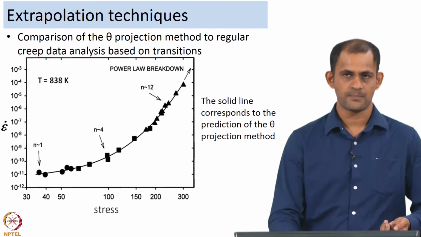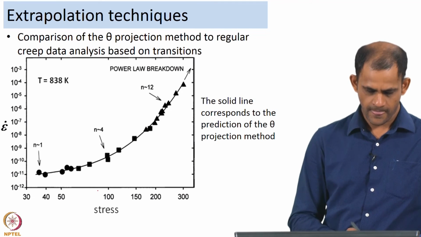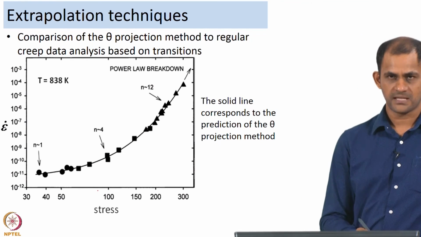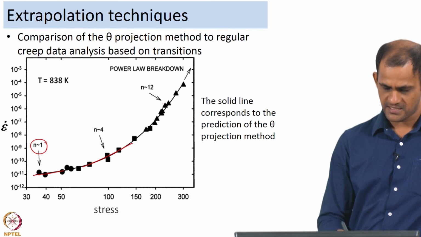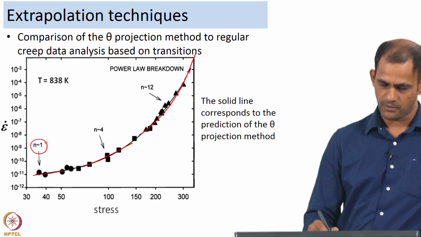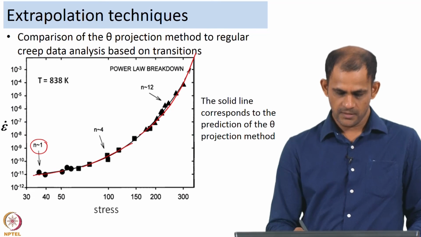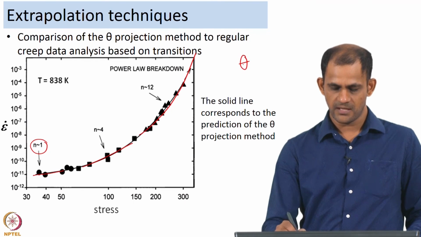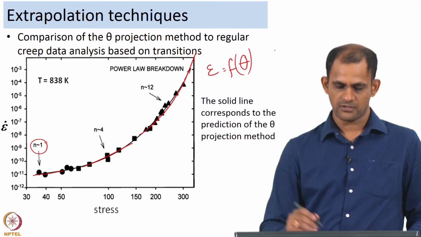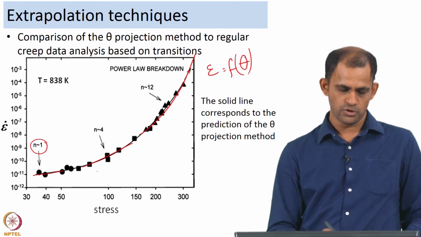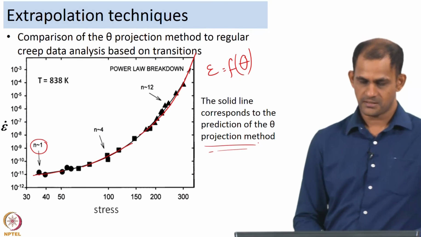So, this is an example of how the theta projection method has been used. They have plotted strain rate versus stress. In the conventional way you look at the low stress regime as n equal to 1, the intermediate stress as n equal to 4, and then you are talking about the power law breakdown. What they say is the entire data that they have for the steel can be simply described using epsilon as a function of theta. Using that concept, they described the epsilon dot versus stress and temperature using the theta projection method.